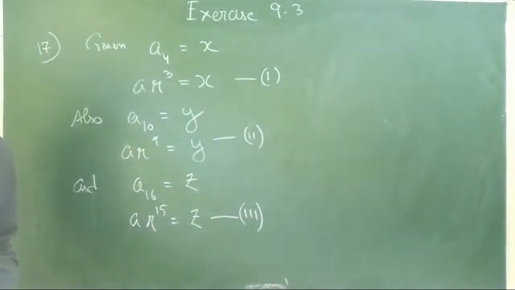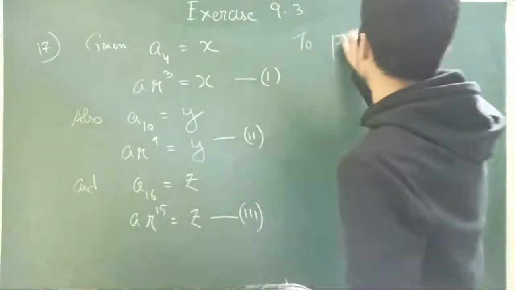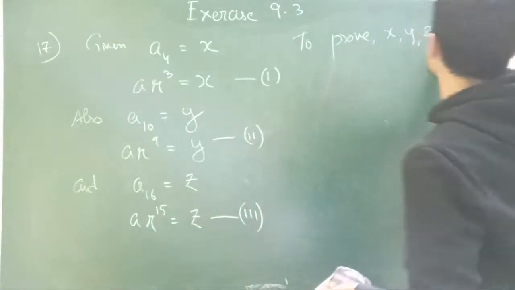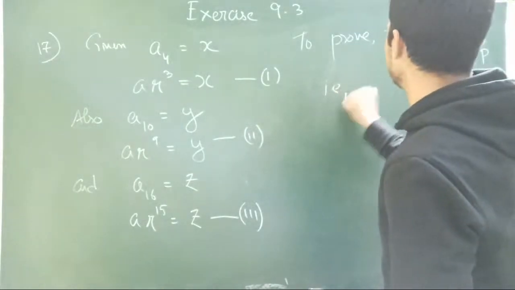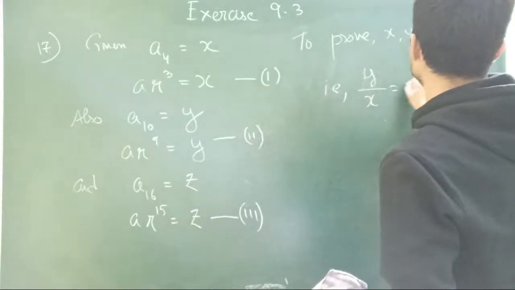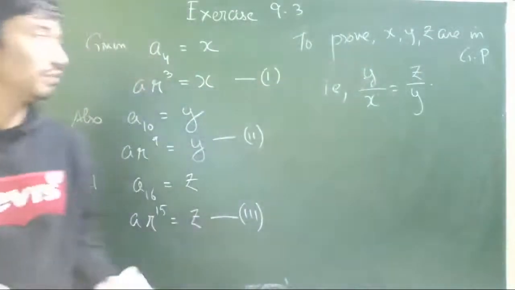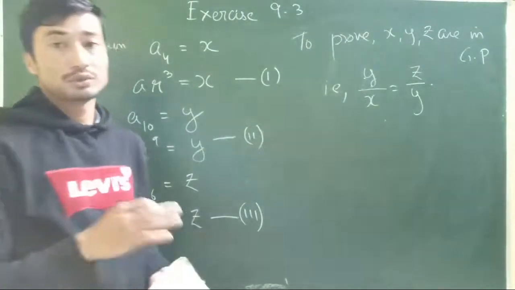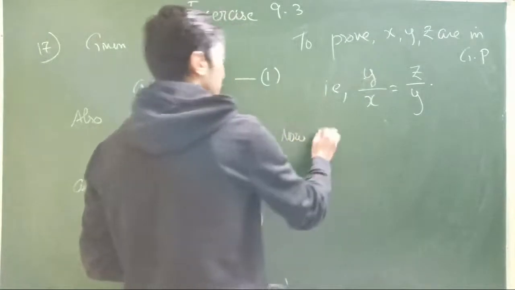There are two or three ways to prove that x, y, z are in geometric progression. You can use the concept of geometric mean, or if you don't want to go up to that concept, you can keep it very simple, because if three terms are in GP, it means they have a common ratio among them. So now let's keep things simple and see what we have.